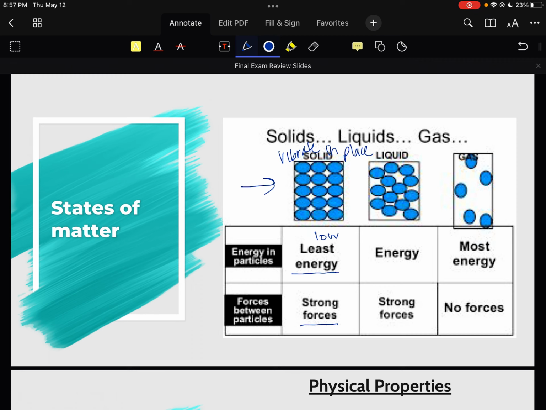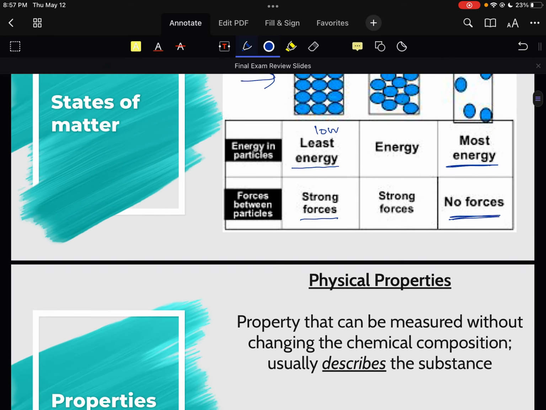Liquid, we can see there's a little bit more energy. There's a little bit more space in between the particles. They're starting to move around more. And then our gases, they have the most kinetic energy and essentially no attractive forces. Those particles are free to expand and take the shape of the entire container.